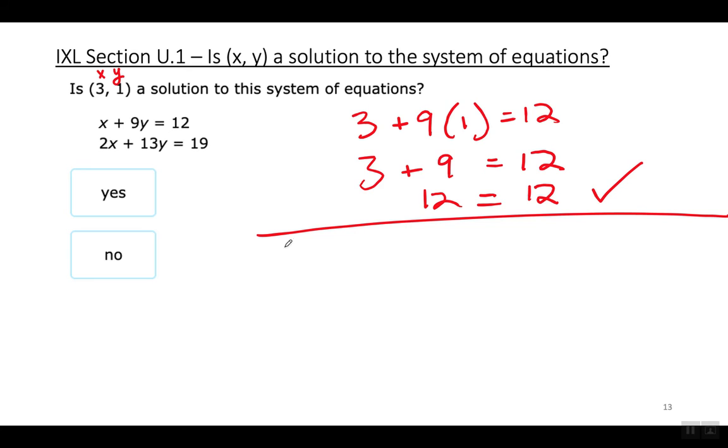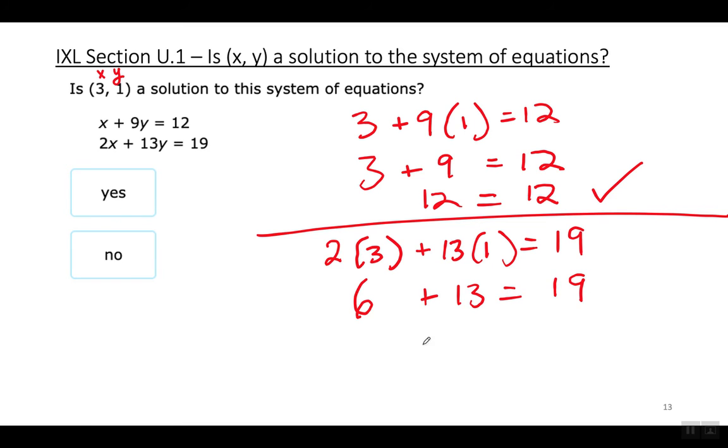Let's look at the bottom one. I'm going to have 2 times 3 plus 13 times 1 equals 19. All right, 2 times 3 is 6. 13 times 1 is 13. And 6 plus 13 is 19. And yes, that is a solution to both the top and the bottom. So yes, (3, 1) is a solution to this system of equations.